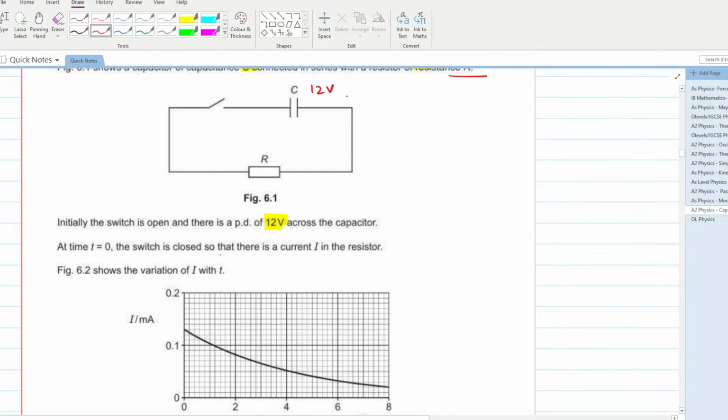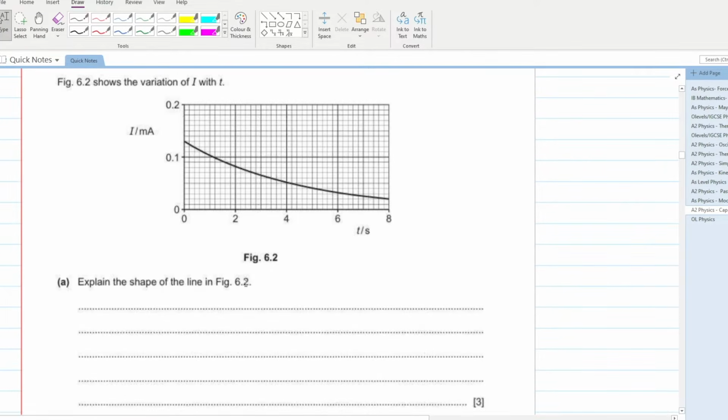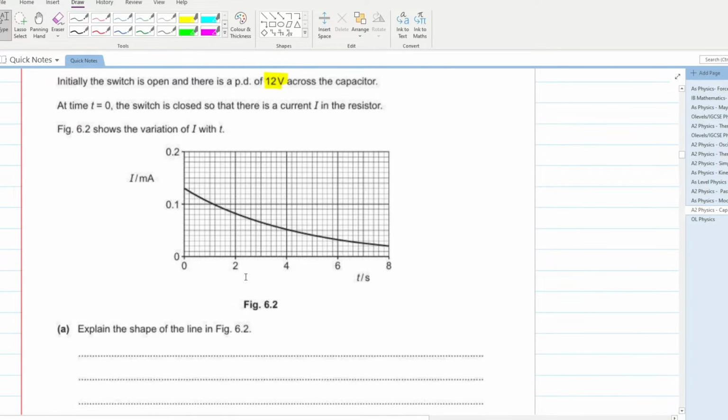At time t equals 0, the switch is closed such that there is a current I in the resistor. Figure 6.2 shows the variation of current with time. Okay, the current versus time graph is given to us. This is the current versus time graph for the resistor.